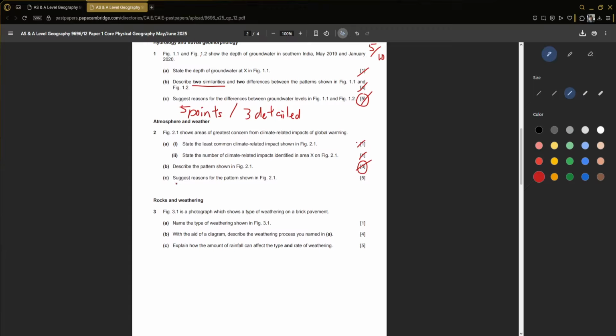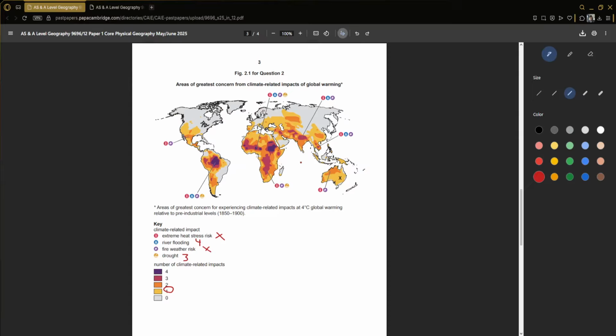I got 3 out of 5 because I didn't, again, get detailed points. Remember, there's 5 marks, so you either use 5 points or 3 detailed points. I went with the 3 detailed points approach, but the examiner didn't like me, so I didn't get my detailed marks. But it's relatively simple over here, right?